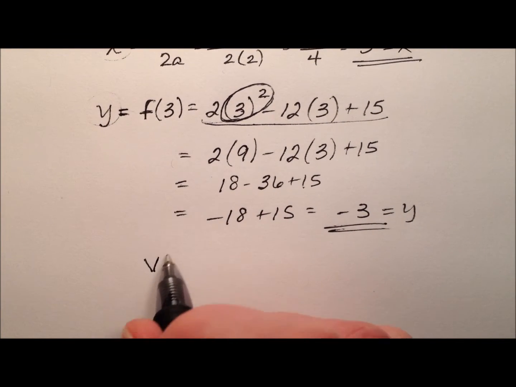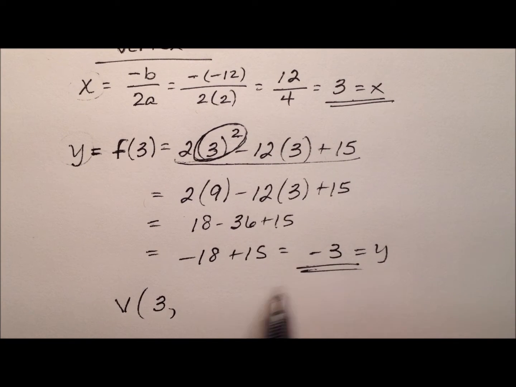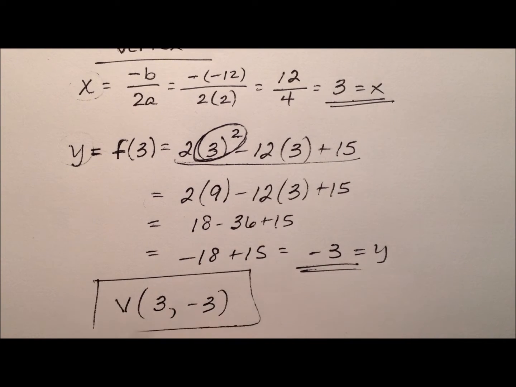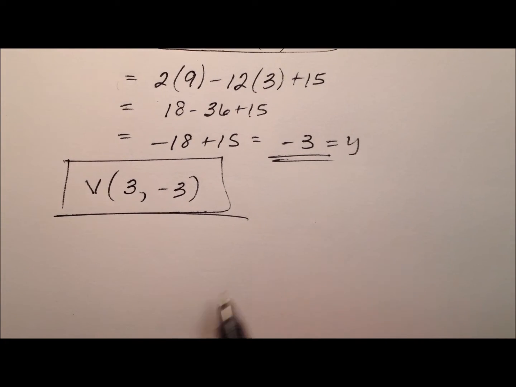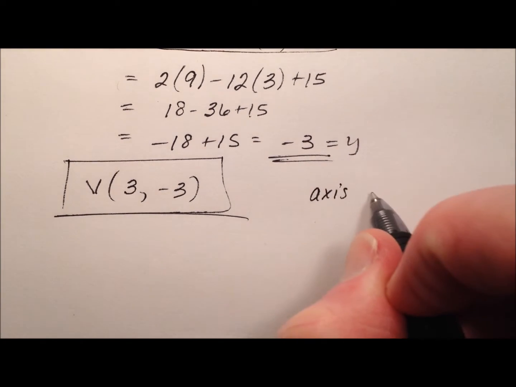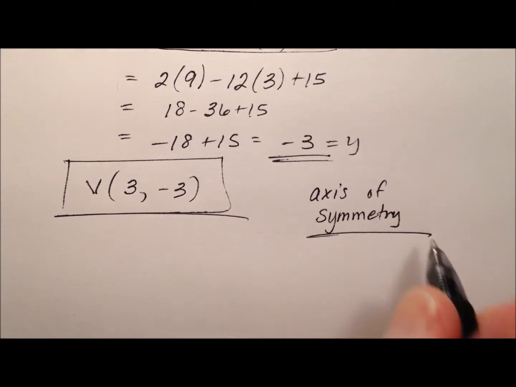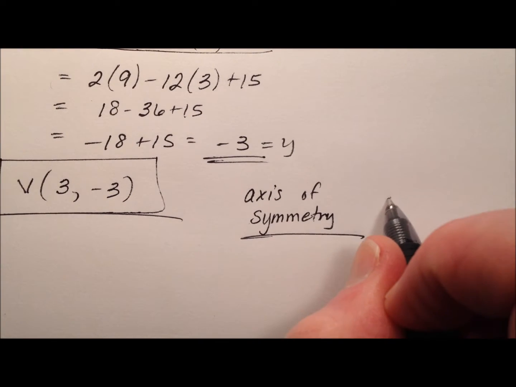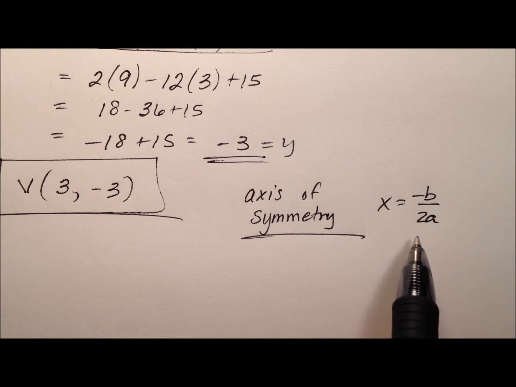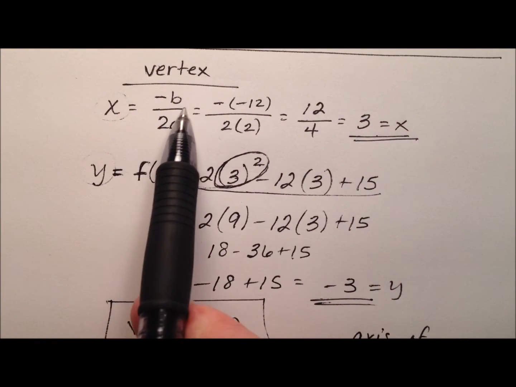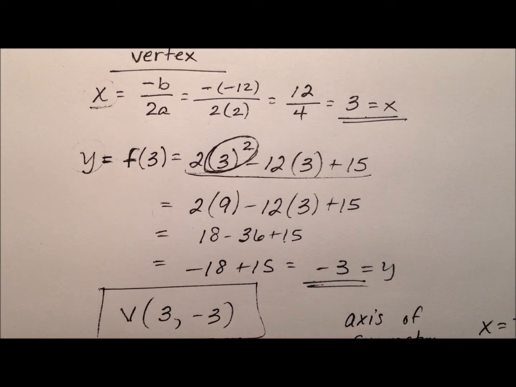So our vertex then is this x value that we found previously, positive 3, and our y value here is negative 3. So here is our vertex. Okay? Another thing that we talk about is the axis of symmetry. I'll just write that down real quick. And we have a nice little formula for that as well. It's going to be x equals the opposite of b over 2a. Interesting. We've seen this before, right? x equals the opposite of b over 2a. Well, in this case, it was the x-coordinate of our vertex.